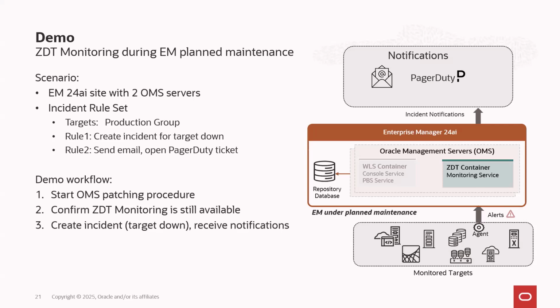So the demo workflow: we'll start with the OMS patching procedure. We'll confirm that ZDT monitoring continues to be available, and then we'll create an incident based on a target down event, and we'll also show that we can continue to receive notifications for this incident, okay? So that's the background of the demo, and let me go ahead and start it.